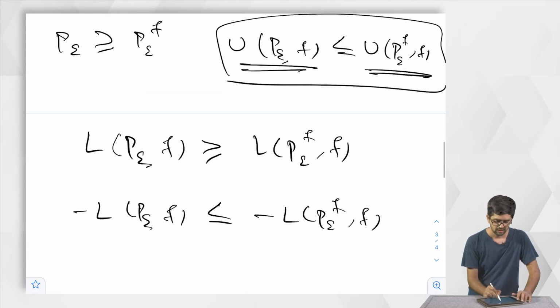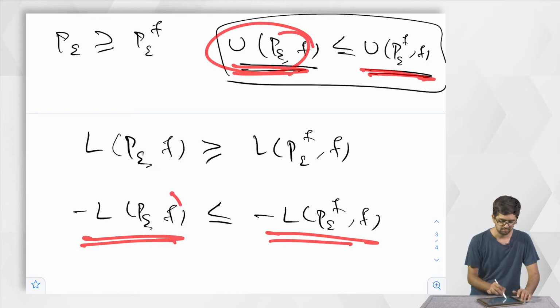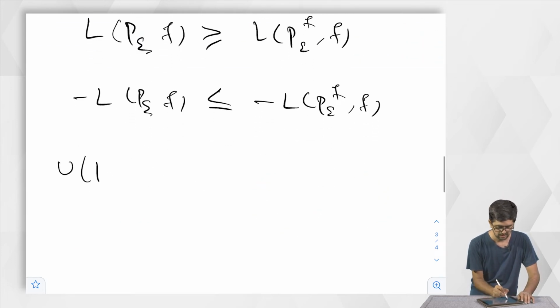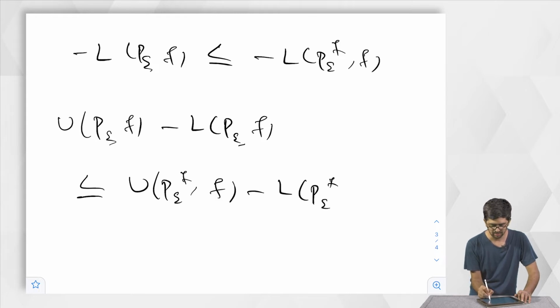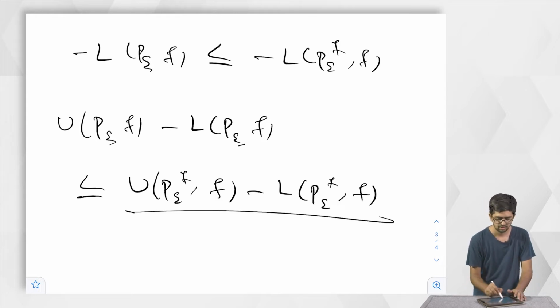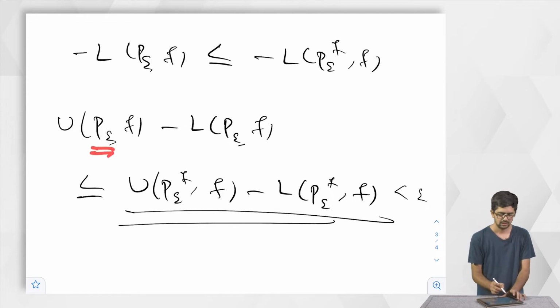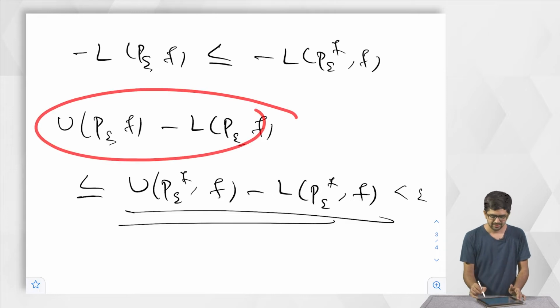So now what we have is this element is less than or equal to this, minus of that is less than or equal to this. So when you add these two, it will be less than or equal to this plus this. So U(P_ε, f) minus L(P_ε, f) is less than or equal to U(P_ε', f) minus L(P_ε', f). This we know to be less than epsilon. So what do we have for this partition, the common refinement of P_ε f and P_ε g? What we have is this difference is less than epsilon.